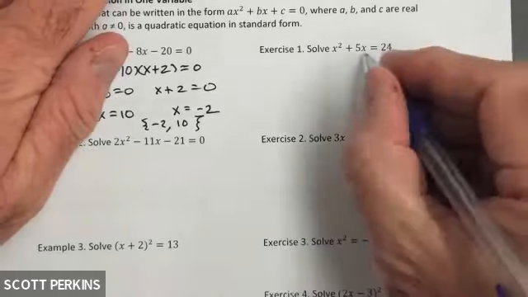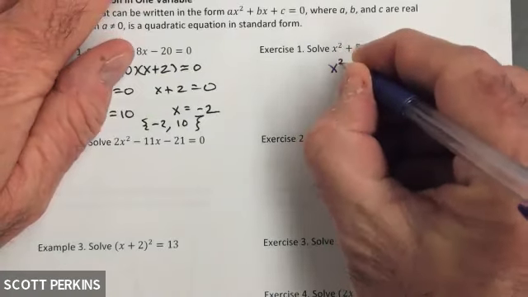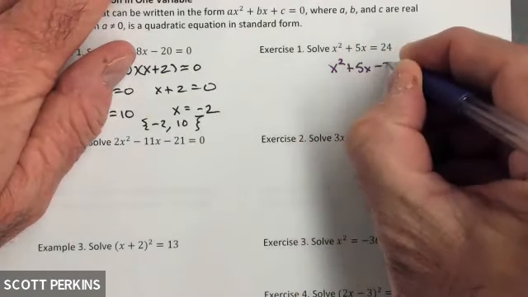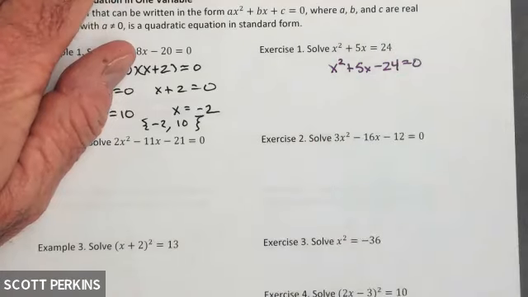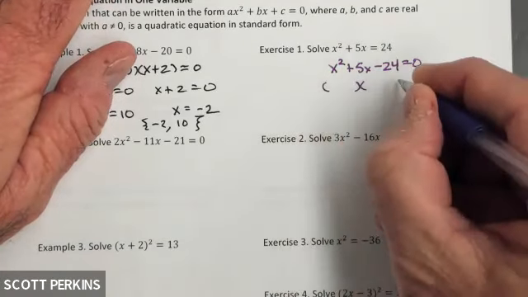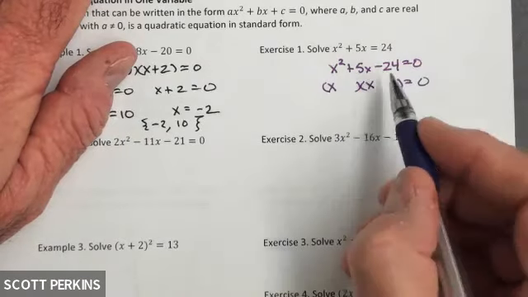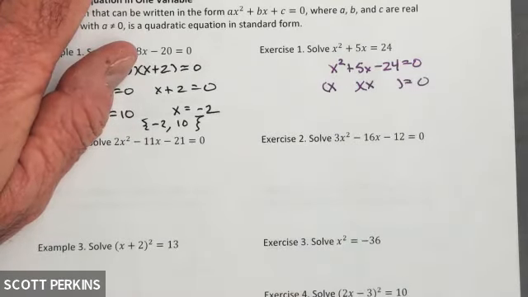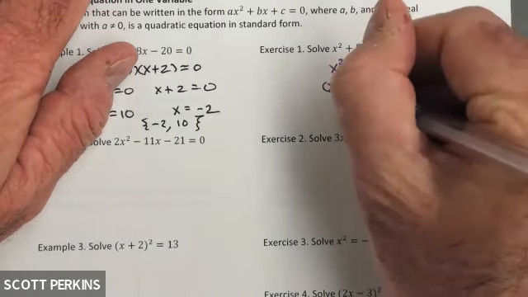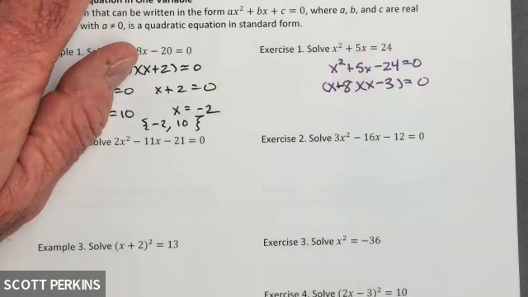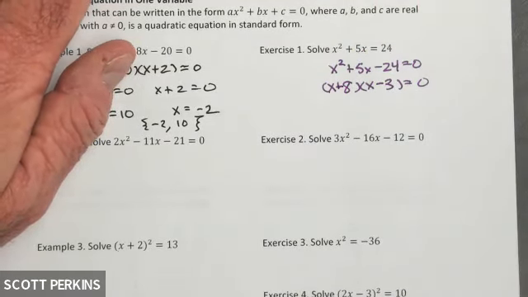All right, so I'm going to subtract the 24 over. So I've got x squared plus 5x minus 24 equals 0. I'm going to factor this now. X squared is x and x. The two factors of negative 24 that add up to positive 5, what are those going to be? Yep, positive 8 and negative 3. Those multiply to give you negative 24, and they add up to positive 5.